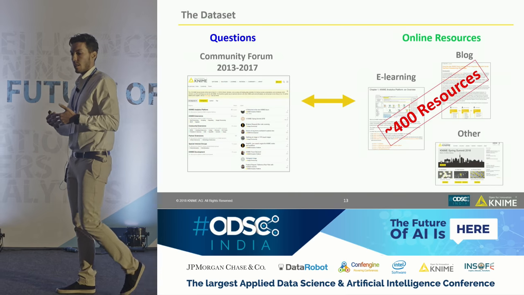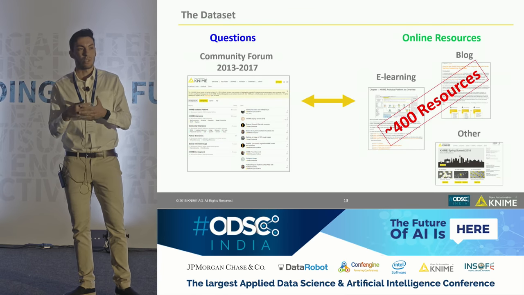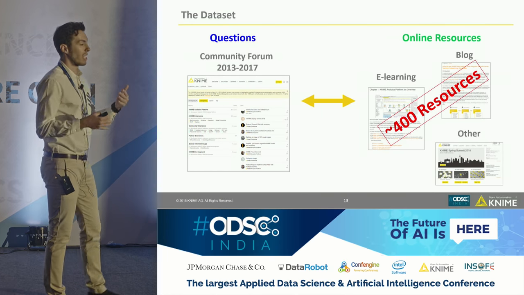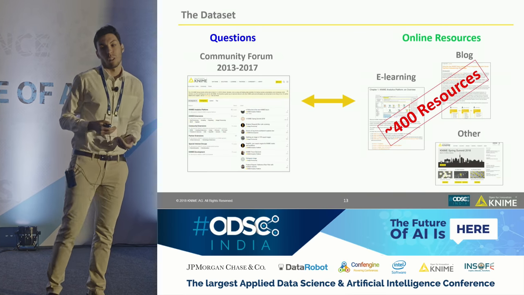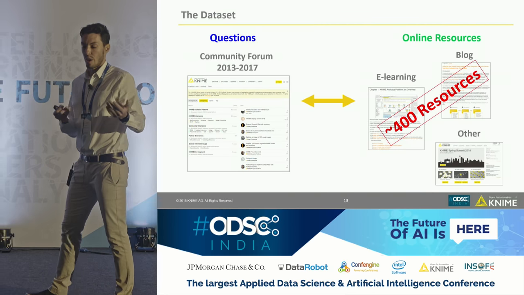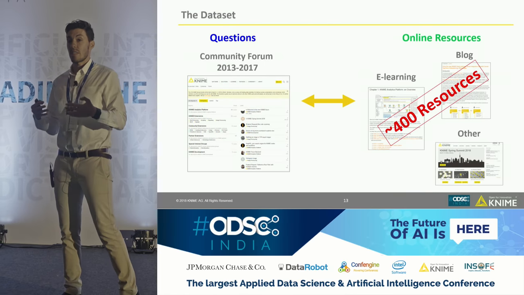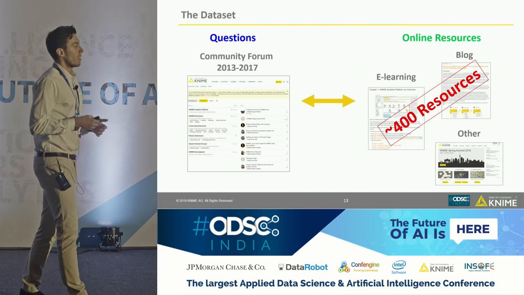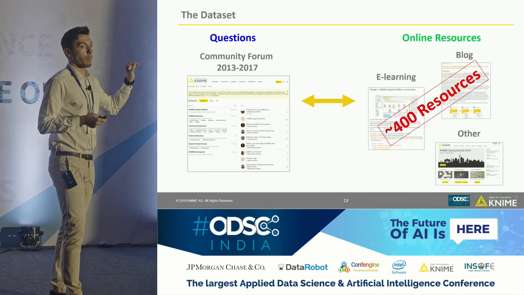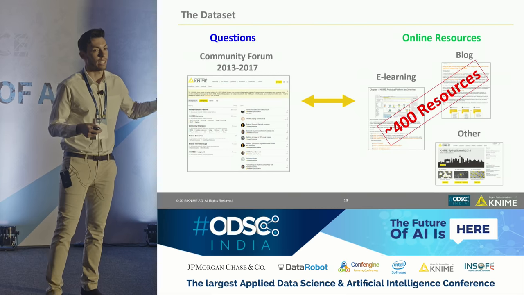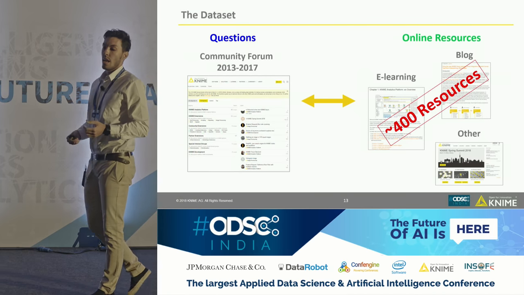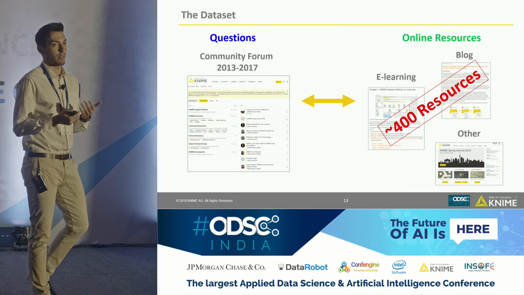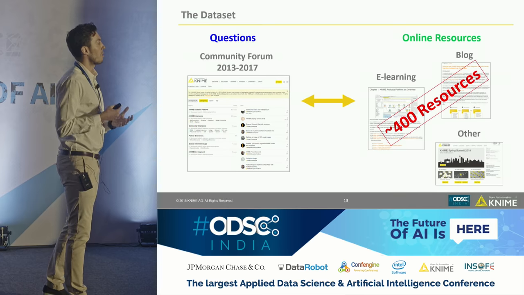So any kind of machine learning model can't actually manage this kind of problem, right? There are many resources compared to the number of data rows or questions that we have available. So the first thing that we did was to use a similarity search approach to match the keywords extracted from the questions in the KNIME forum data set with the online resources. But the results here were suboptimal. So we had to come up with another idea.